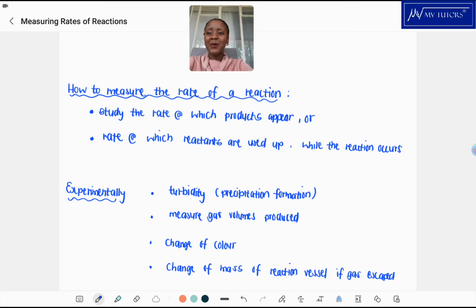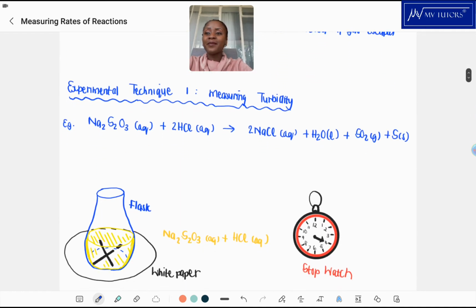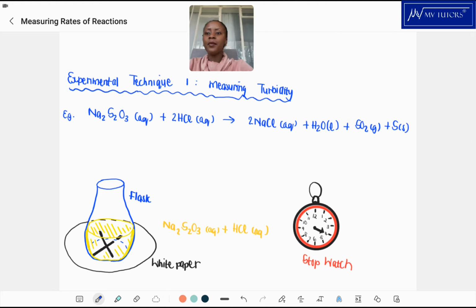Now we're going to look at it with sketches that I tried to draw. With experimental technique 1, we are going to measure turbidity. What you would need is white paper. Whether you cut it out in a circle or leave it as a rectangle doesn't matter, but if your flask is round, you would want to put it in a circle.